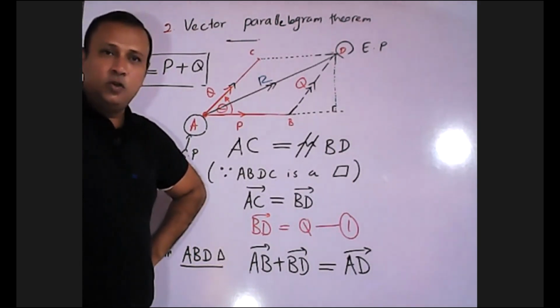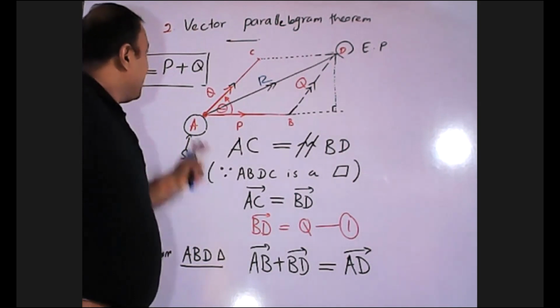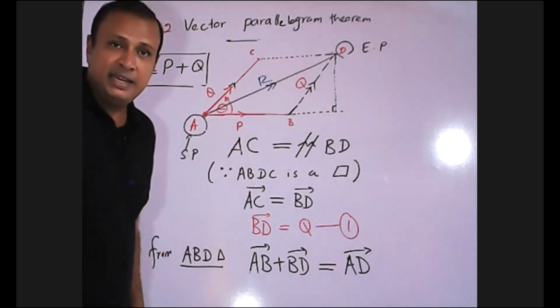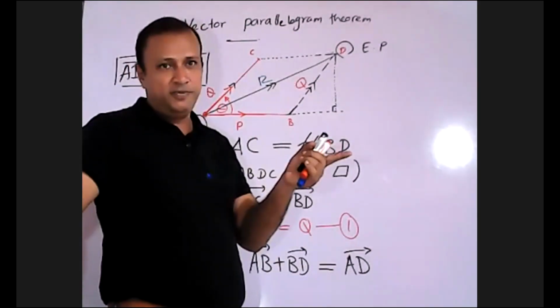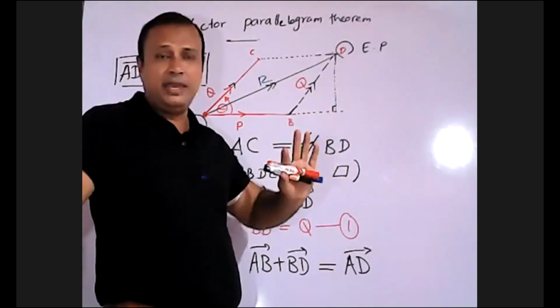Then I can conclude: AD diagonal represents the addition of P and Q. It is equal to the addition of P and Q.